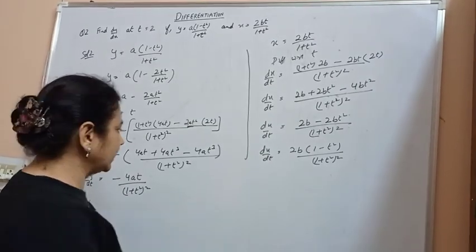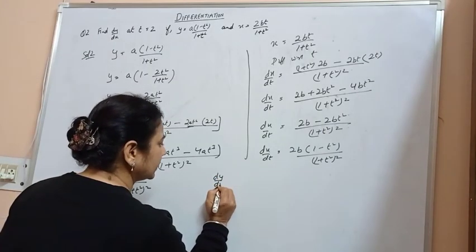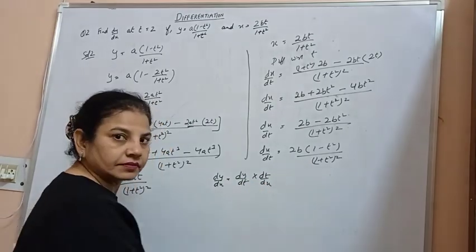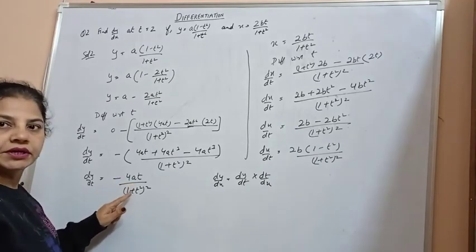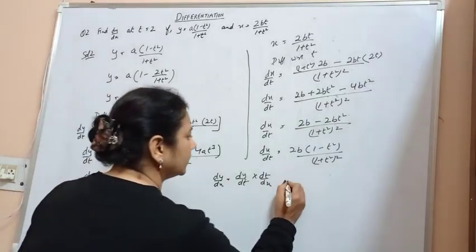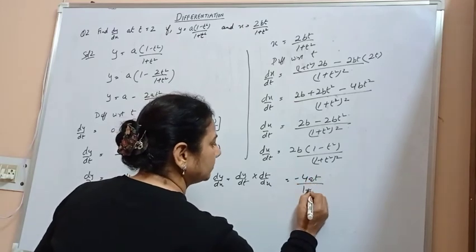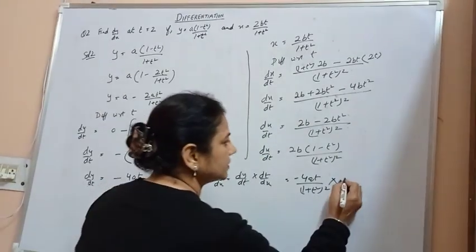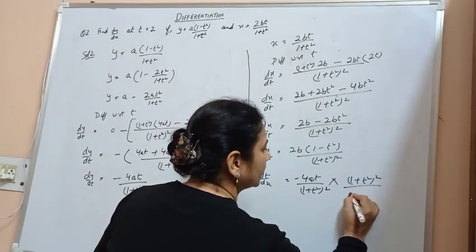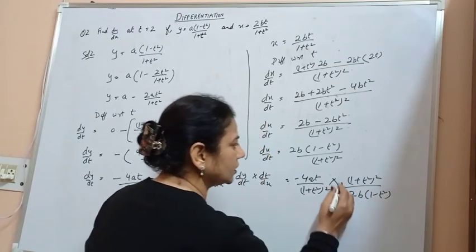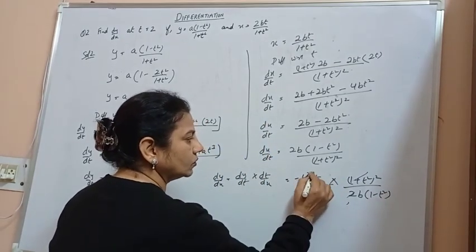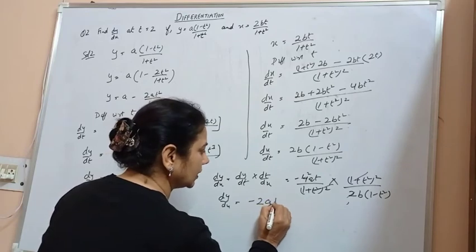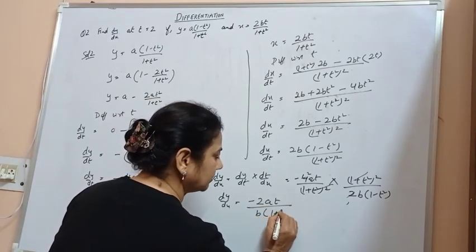Now to calculate dy by dx, I have dy by dx is equal to dy by dt into dt by dx. dy by dt I calculated as minus 480 upon 1 plus t square. I substitute the value over here: minus 480 upon (1 plus t square) whole square into dt by dx, which means the reciprocal of this, so (1 plus t square) whole square upon 2b times (1 minus t square). This cancels out. 2 ones are 2, 2 twos are 4. So I get dy by dx as minus 2at divided by b times (1 minus t square).